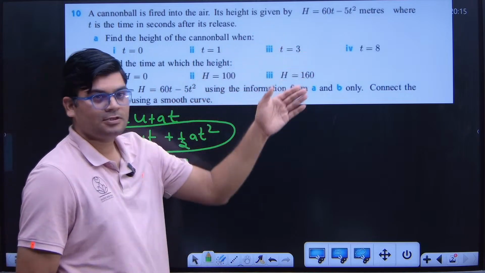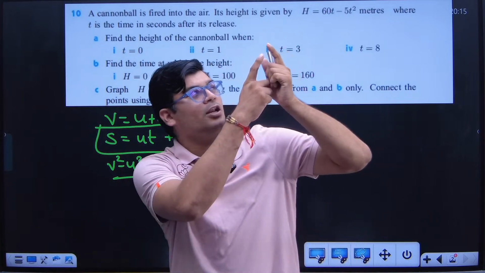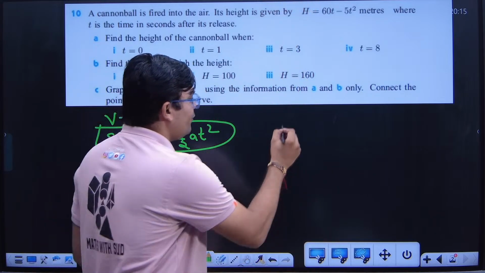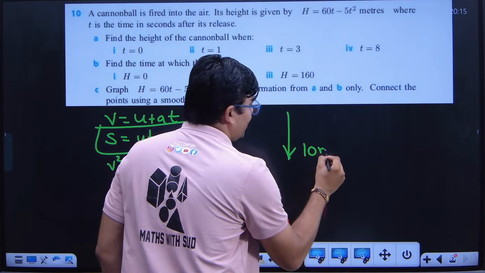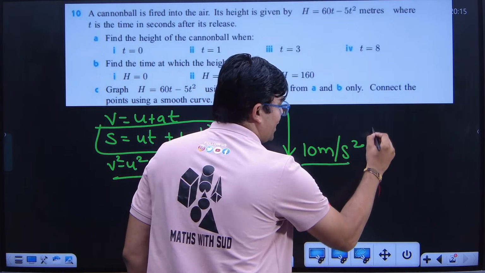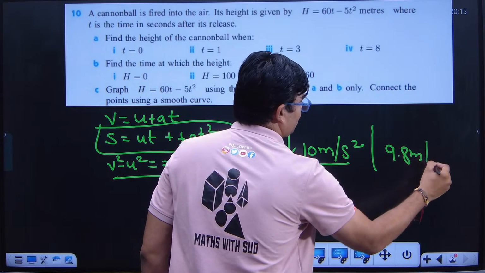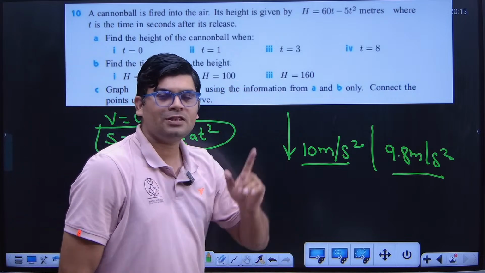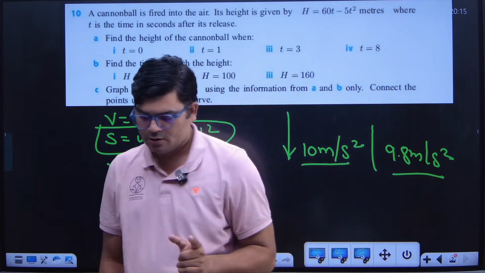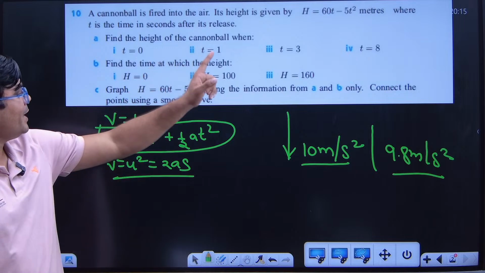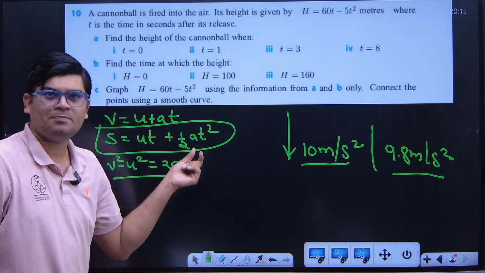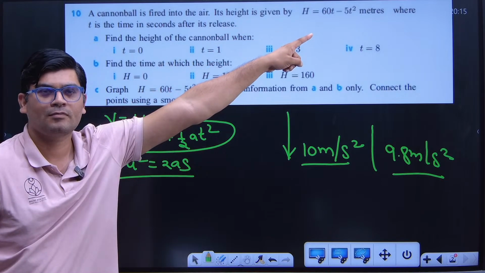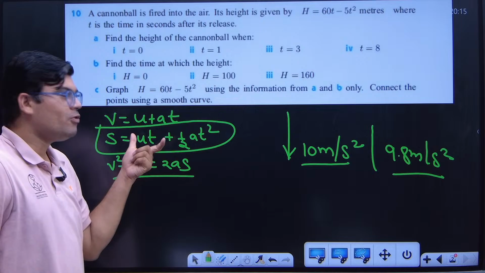Now why is it minus? Because a cannonball is fired in air. If you are firing something in air, it is going against gravity. Gravity is always working downwards at the rate of 10 meter per second squared. Precisely, you can take it as 9.8 meter per second squared, whatever is given. So this is the acceleration, or you can say retardation, when the cannonball is fired up. So it is minus 5t squared. That means half a has been put as minus 5. Are you getting it? Can you compare this equation with that one?